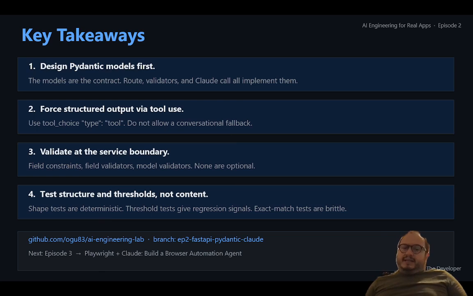One, design Pydantic models first. The models are the contract. Everything else, the Claude call, the route, the validators, is implementation of that contract. Two, use Claude structured output via tool use, not prompt engineering. Force tool use mode. Do not allow conversational fallback. This is the difference between a constraint and a suggestion. Three, validate the service boundary. Pydantic validators are not overhead. They are your last line of defense before LLM failures propagate to the callers. Business rules that JSON schema cannot express go here. Four, test structure and thresholds, not content. Shape assertions are deterministic. Confidence thresholds give you a regression signal. Exact match assertions on LLM text are brittle and should be avoided.